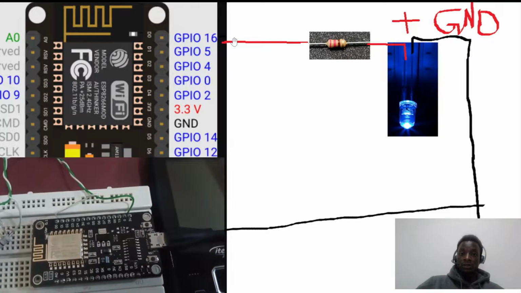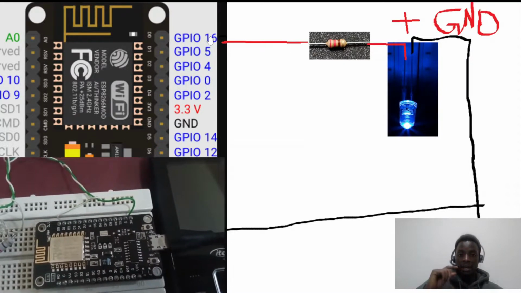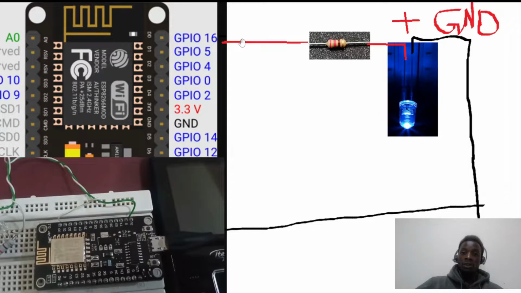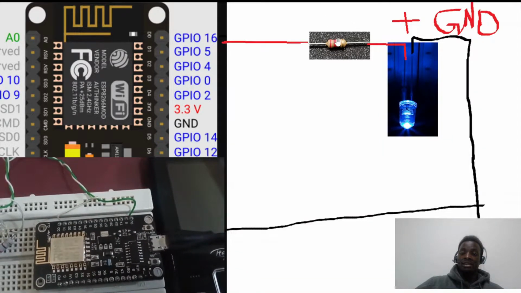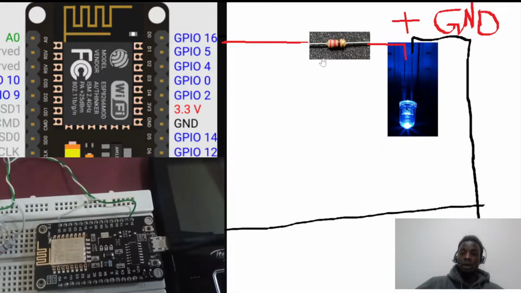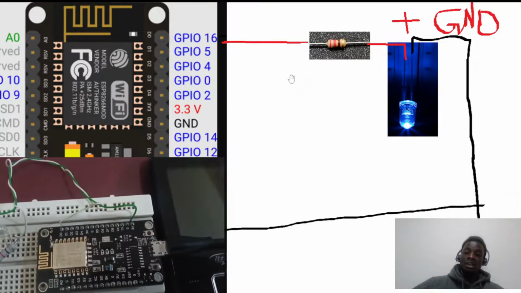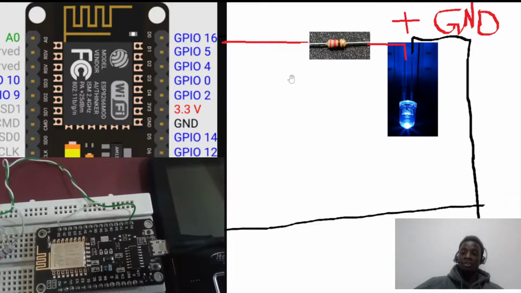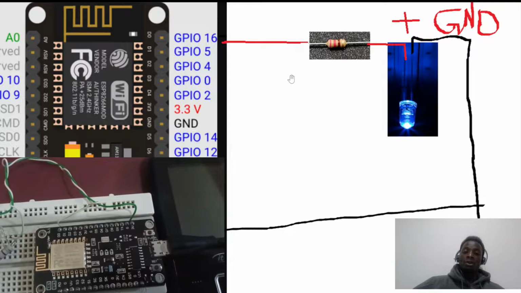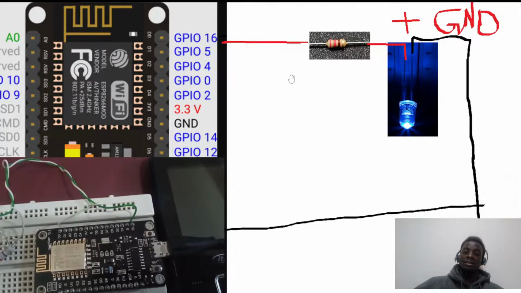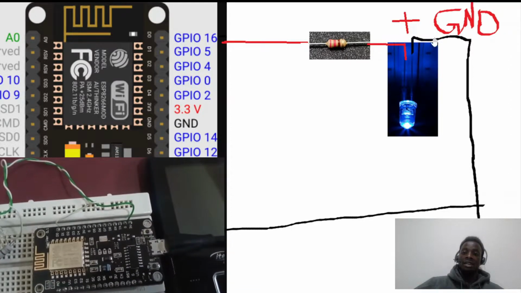So this is the connection. I'm using pin 16 of my Node MCU, and it's connected to a resistor. Someone might ask, why a resistor? By Ohm's law, V equals IR. A simple principle, but very important. We know very well that current is voltage over resistance, and we want to limit the amount of current coming into the LED. We don't want to blow our LEDs.